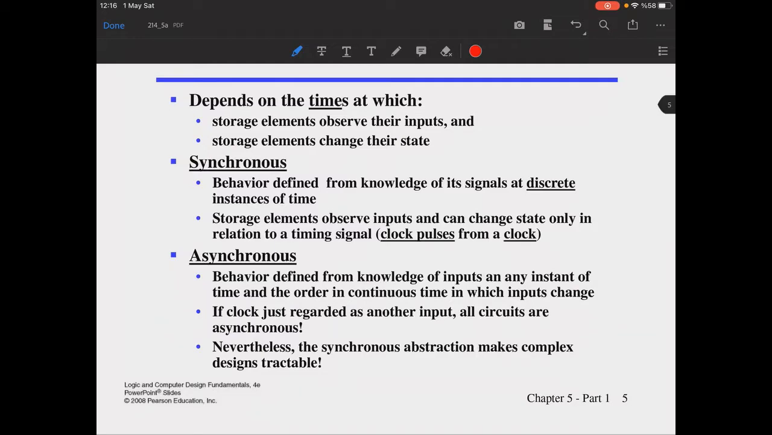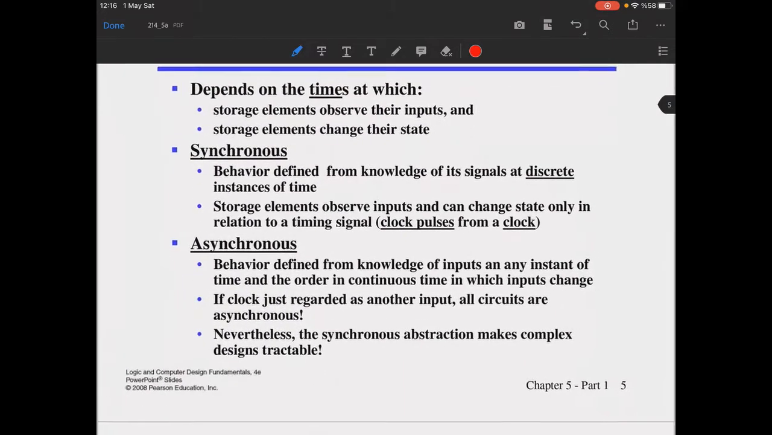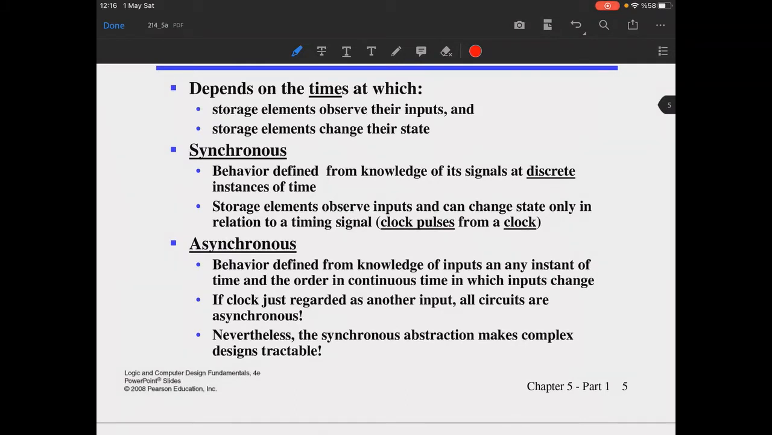But if it is an asynchronous sequential circuit, the updates can happen at any time because it is continuous in time when your inputs change. So when your inputs change, your state can be updated. It's independent of discrete times. We're talking about continuous update here. It can happen anytime, or it may not be updated for a long time, or whatever. If you think about your clock signal as another input to your system, all circuits can be considered asynchronous in a way.